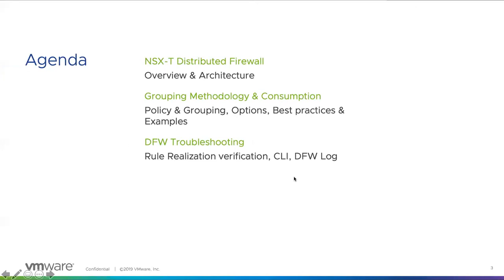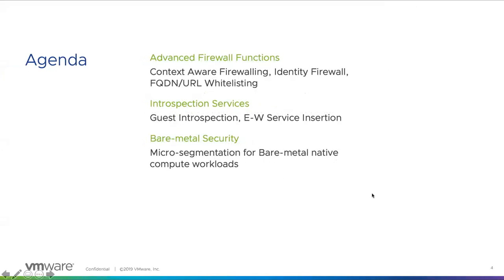And then after that, I'm going to dive into some additional advanced firewalling functions with FQDN, URL whitelisting, identity firewall, and introspection services, which is key, especially for VDI and keeping endpoints secure. And if I don't completely go over on time, because I have a lot of stuff to get through tonight, we'll take a look at how we handle bare metal security.